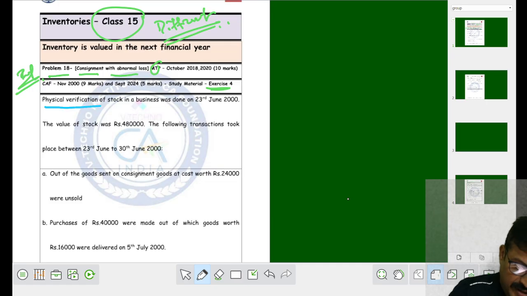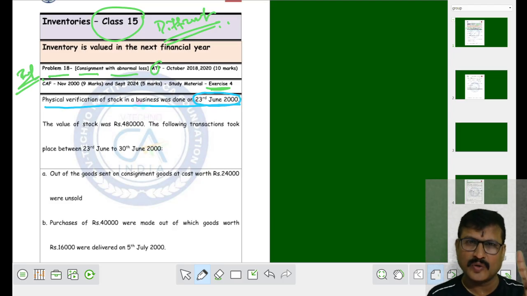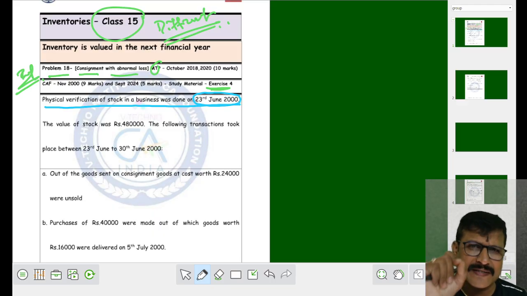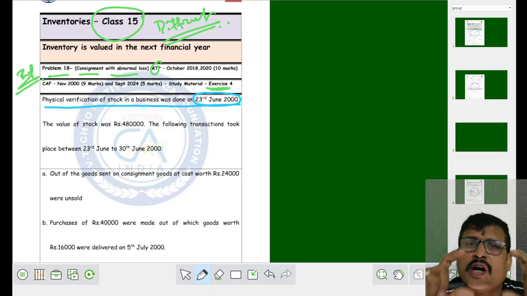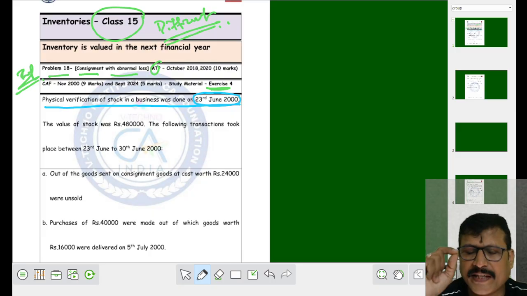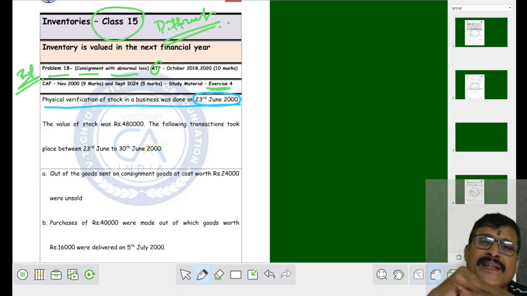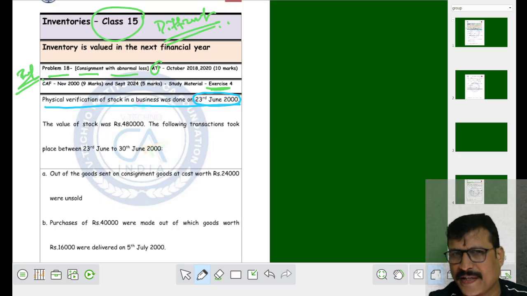Physical verification of stock of a business on 23rd June. Sir, you told physical stock means closing stock, book stock means opening stock. Yes, my dear student, physical stock is closing stock and book stock is opening stock if the stock dates are the same. For example, the stocks are valued on 31st March, and both the physical stock and book stock are given. In such a case, physical stock is the closing stock and book stock is the opening stock.